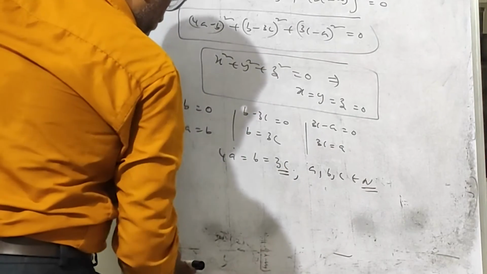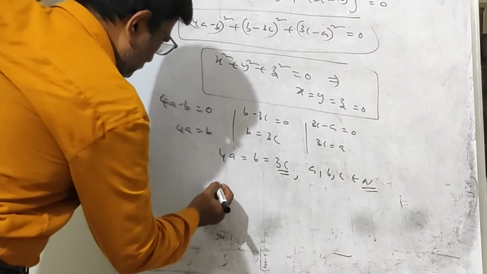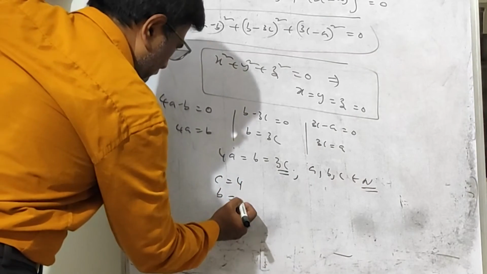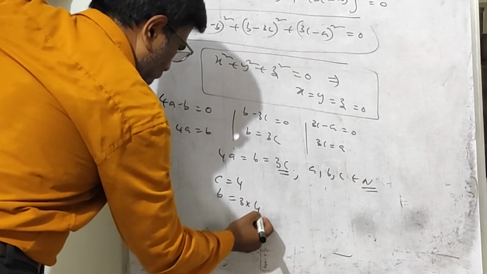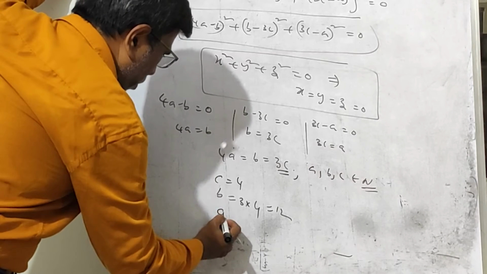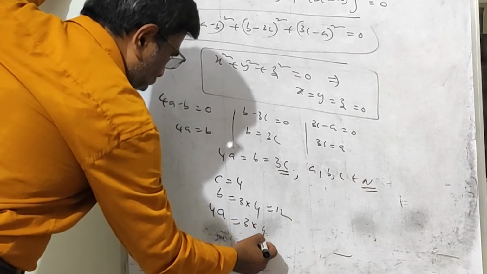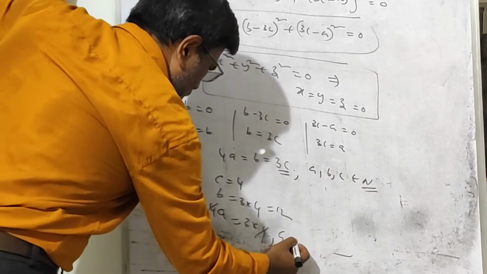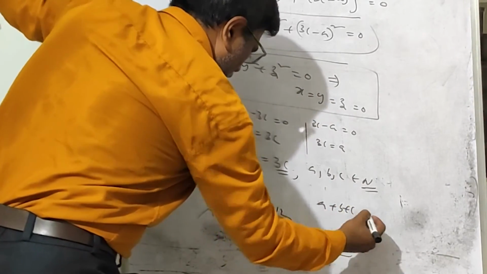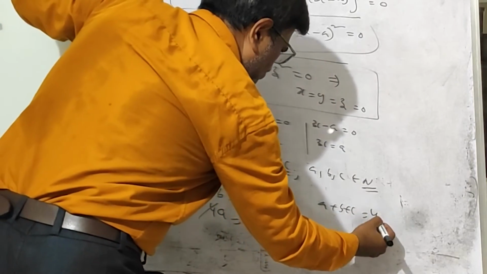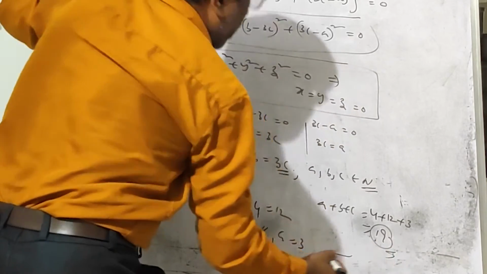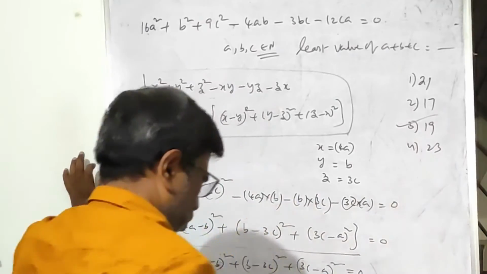So c must be taken as 4. Now what is b? b is nothing but 3 into 4, that is 12. What about a? 4a equals 3 into 4, 4 cancels, so a equals 3. Now what is a plus b plus c? It is nothing but 4 plus 12 plus 3, which is 19. So this one is the correct answer.